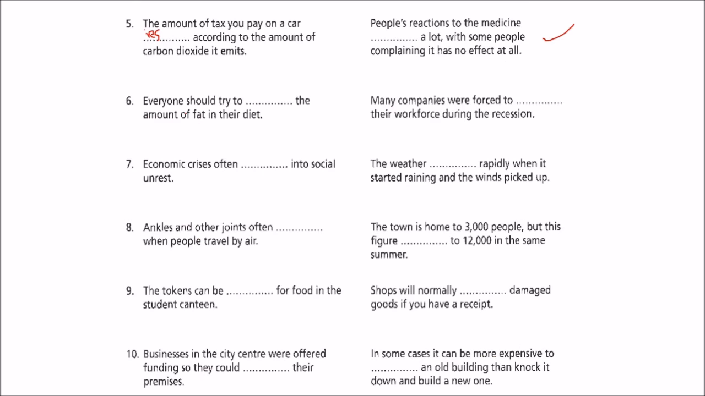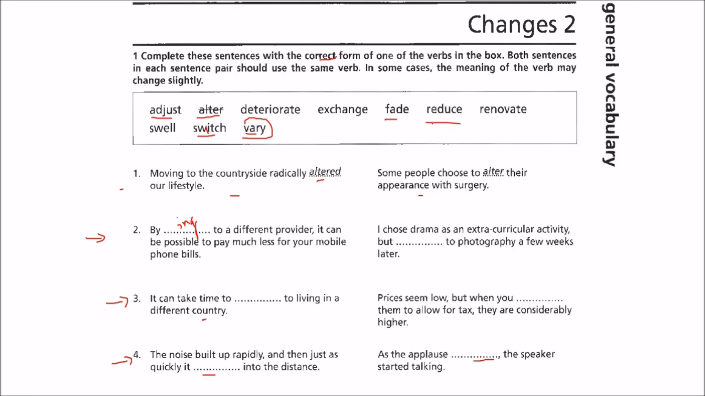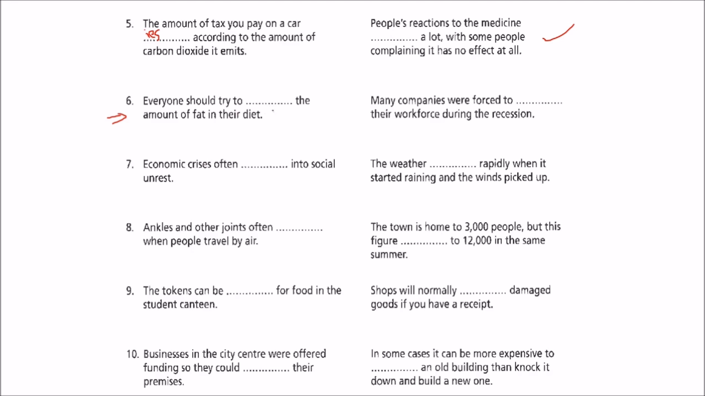Then we're looking at number 6: everyone should try to dash the amount of fat in their diet. What we are going to use? We'll use, say, reduce. So everyone should try to reduce the amount of fat in their diet. So we are using reduce as it is. Then again, we have: many companies were forced to reduce their workforce during the recession. So we'll use reduce also, in a similar manner.